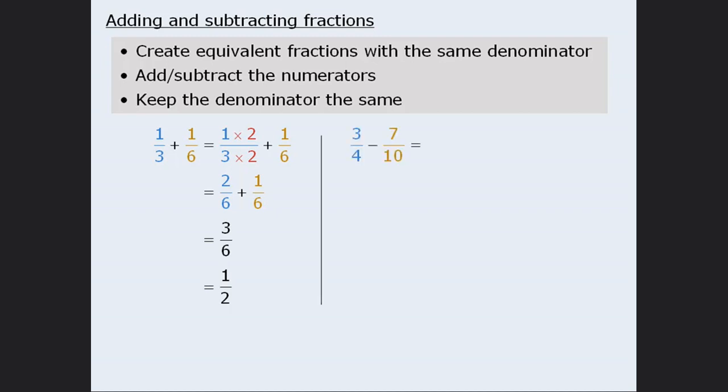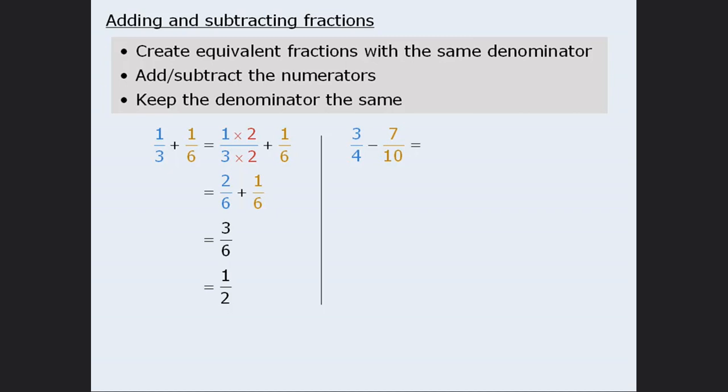Okay, let's try another one. To subtract these two fractions, we must first rewrite them so that they have a common denominator. So what is the smallest number that 4 and 10 will both divide into? In this case, the smallest number is 20. So we will rewrite the fractions so that they both have a denominator of 20.